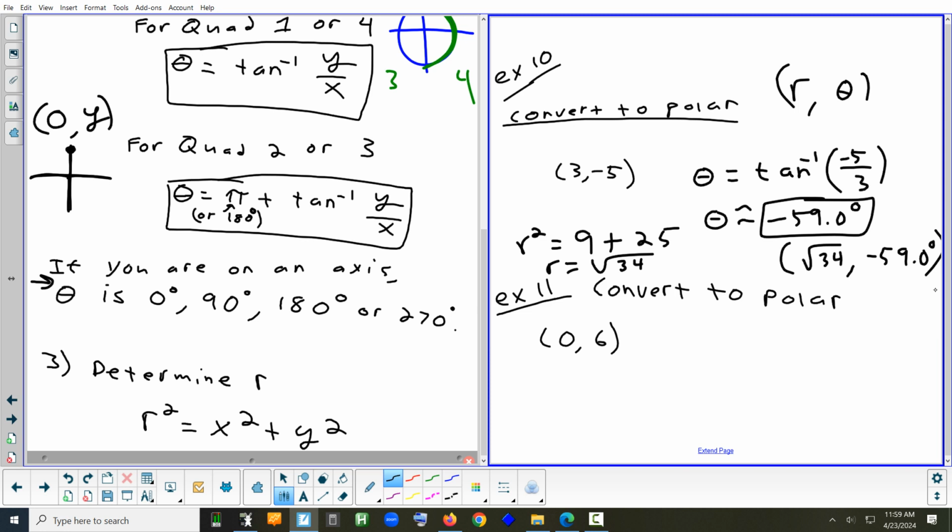Okay, and last one, 0, 6. Where's that? It's on an axis. That makes it very easy. Is it up, down, left, or right? Up. What's the angle when you go straight up? 90. And how far are we away from the origin if you're at the point 0, 6? That's your radius. 6. You don't have to do Pythagorean theorem. You can just count. You're 6. So that one's a little easier than the last one. Okay, so that's converting between polar and rectangular.